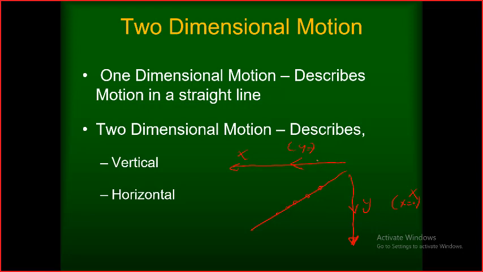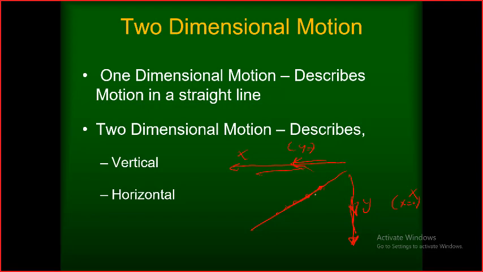Because he has a component in the x and a component in the y. As he moves, guys, in this line, the x is increasing and the y is increasing as well. So he has two components. The x component increases and the y component. This is why we call it two-dimensional.